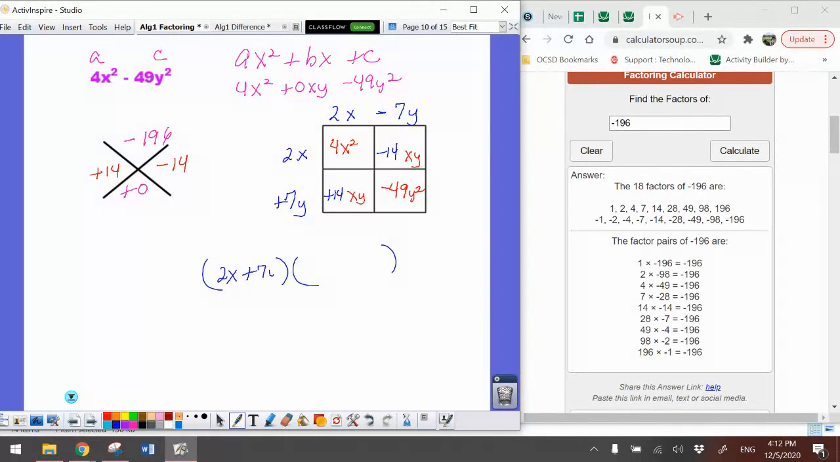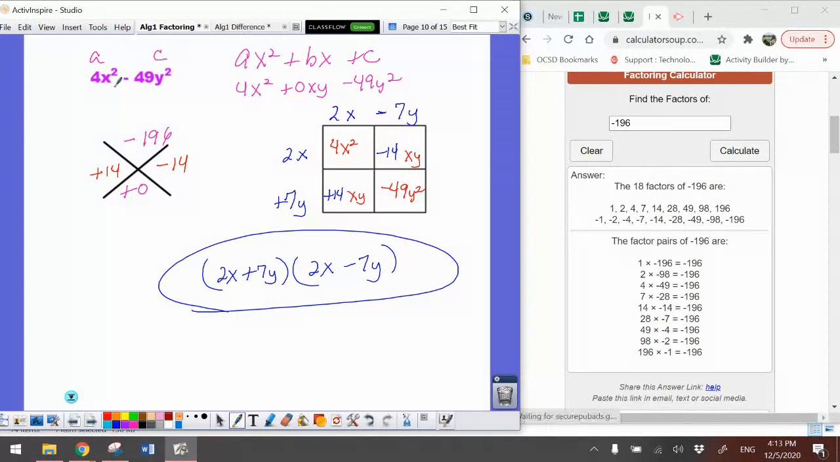I have 2x plus 7y, 2x minus 7y. Notice how these are exactly the same. This is actually a special factor, special product, because this is a difference of squares. 4 is a perfect square. So is x squared. So is 49, and so is y squared. We're going to spend a little bit more time working on difference of squares tomorrow.